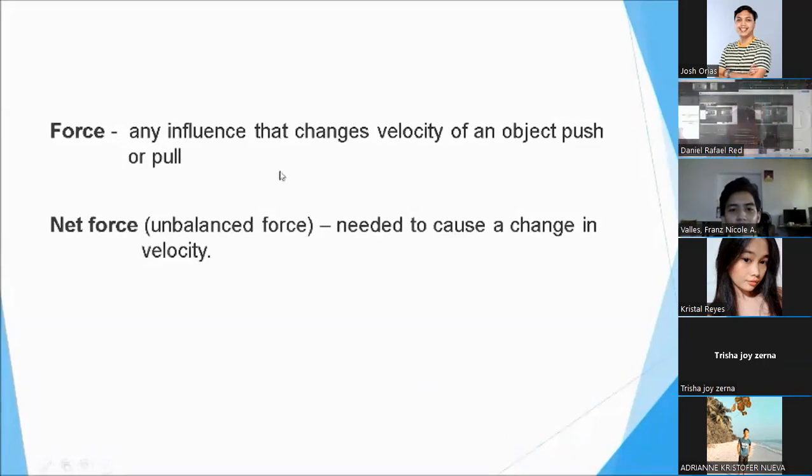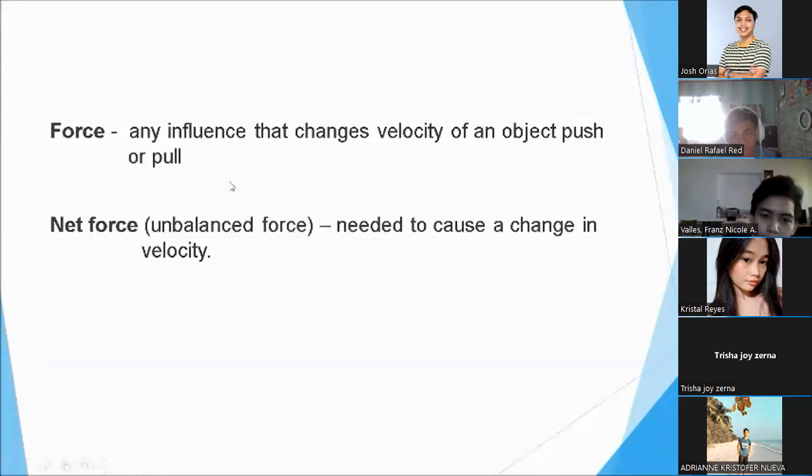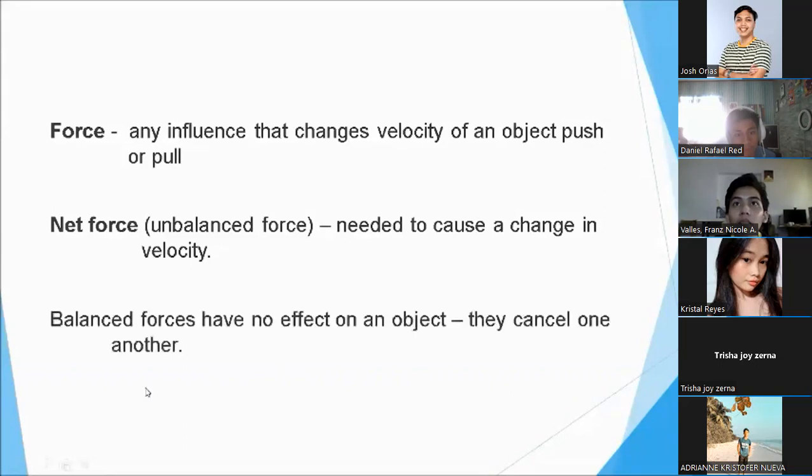Okay? Yan. So, the applied force must exceed the inertia, okay, in order to cause an object that is at rest to move. Okay? Or in order to cause a moving object at constant velocity to change its velocity. Okay? Kaya sabi dito, net force or unbalanced force is what is needed to cause a change in velocity, because balanced forces have no effect on an object. They just cancel out one another.